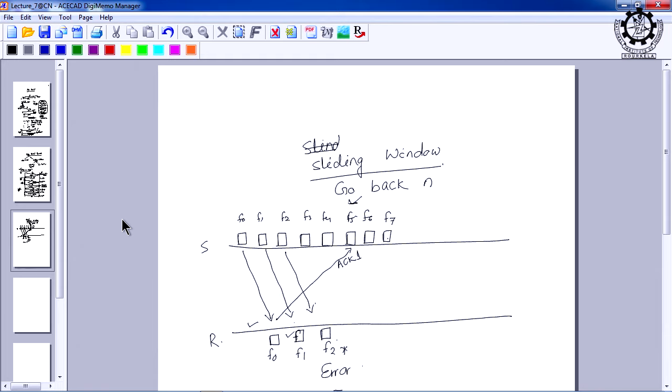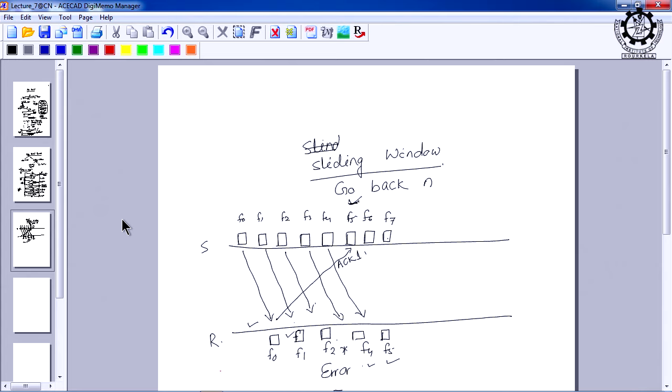Anyway, what happens before F5? After sending F2, the sender has the provision to send F3 as well as F4, because of the mechanism of the sliding window. Without waiting for the acknowledgement, it can send. So, now let us say F4 is correct and F5 is also correct, right.